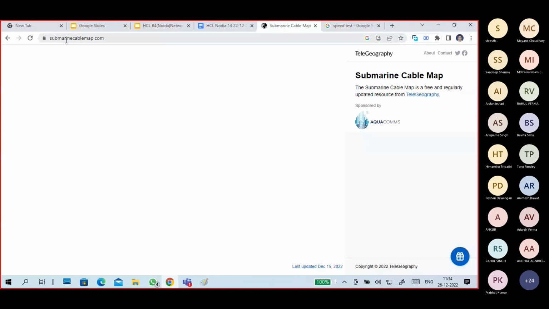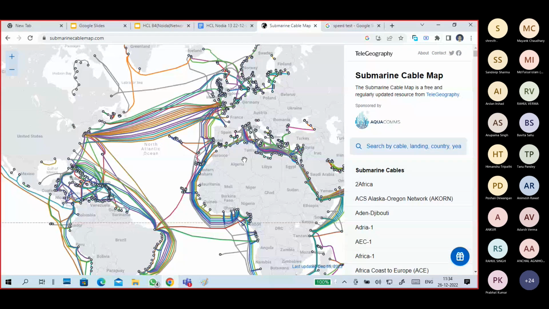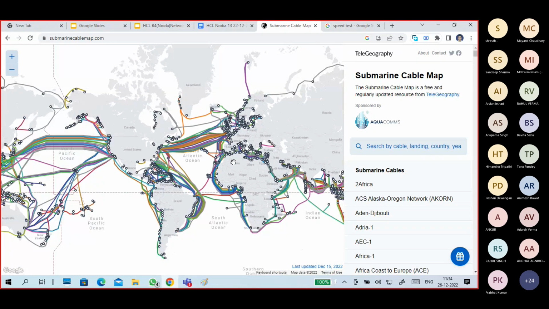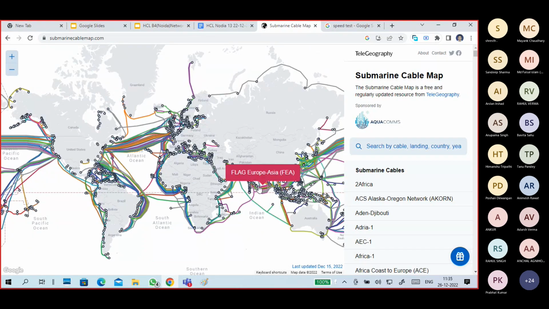This is the submarine cable map. You can see how the countries are connected, how many points there are, connected with fiber optical cable. Each line and each color represents the status of the cable. See where India is? Here it is. In India itself, we have a lot of cables.